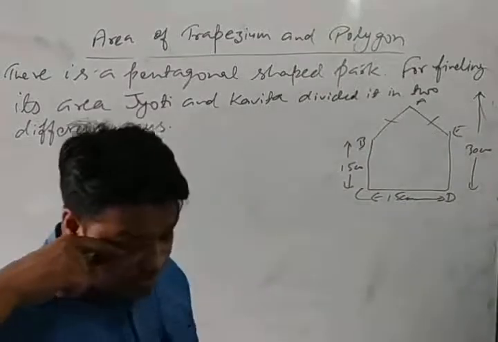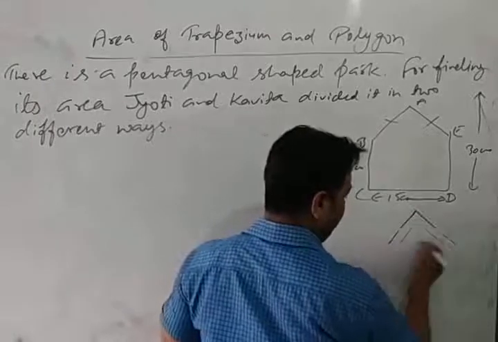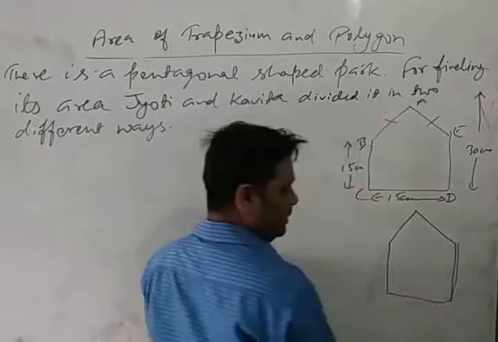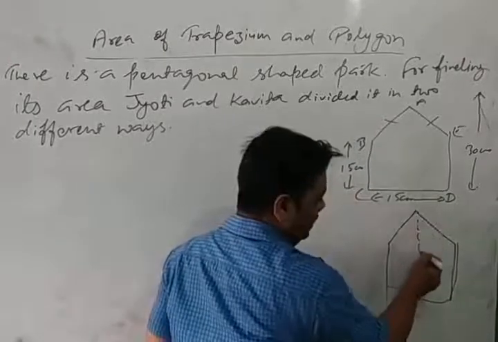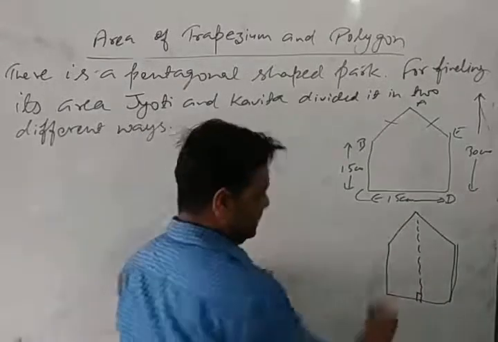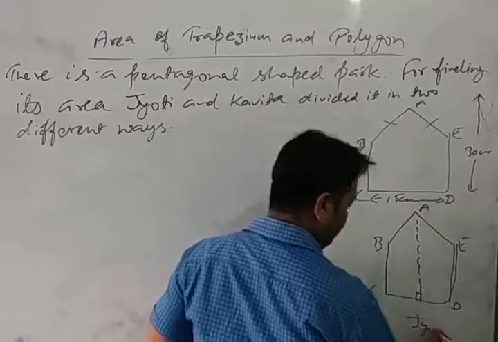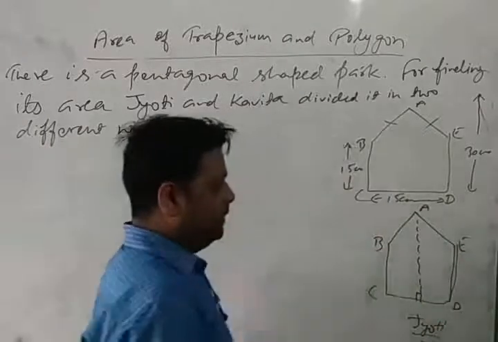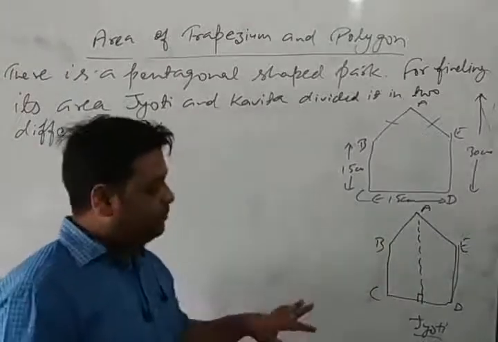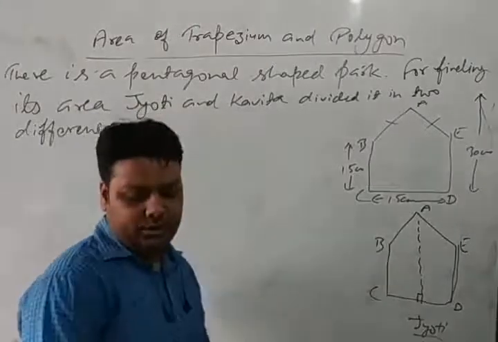Now, Jyoti has decided to find this area by joining a line between just the middle, like this. It is the diagram of Jyoti, like this she will find. Now we will see that it is the figure of Jyoti. At first we will find the figure of Jyoti.